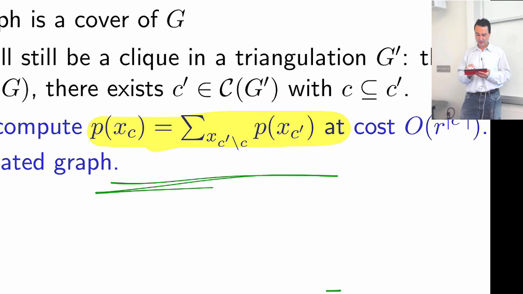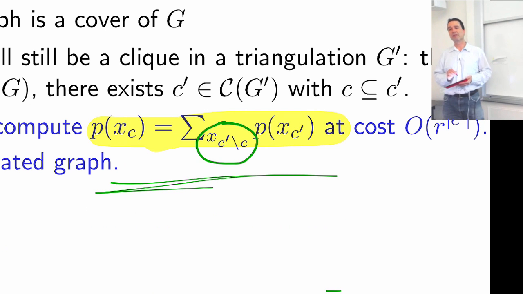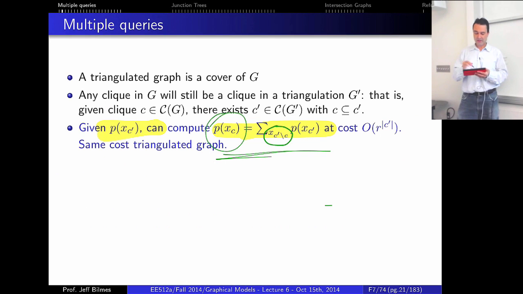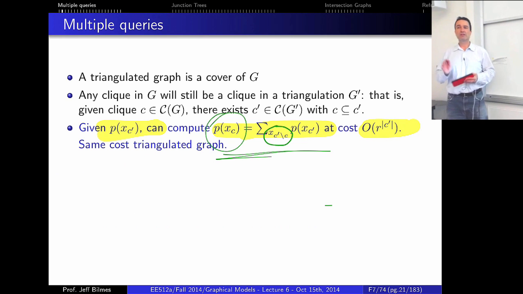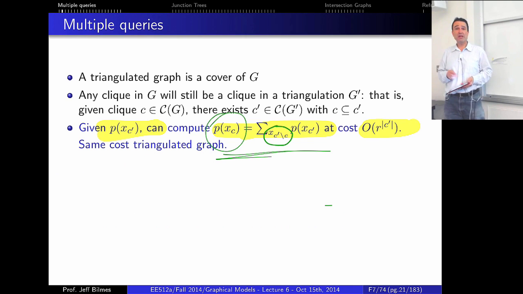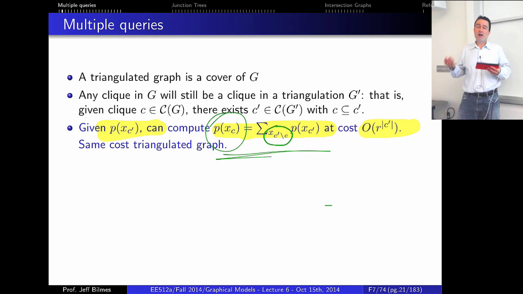We're basically summing out everything in C prime but not in C, or all of the variables X of C prime not in C. And then we've got this, which is our desired marginal for the original graph clique. And the cost of doing this is going to be R to the size of C prime. So the cost is still going to have complexity exponential in the size of the clique in the triangulated graph. Okay. So it's the same cost as whatever the cost of the triangulated graph.